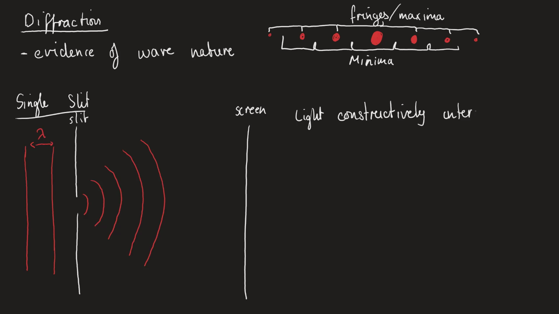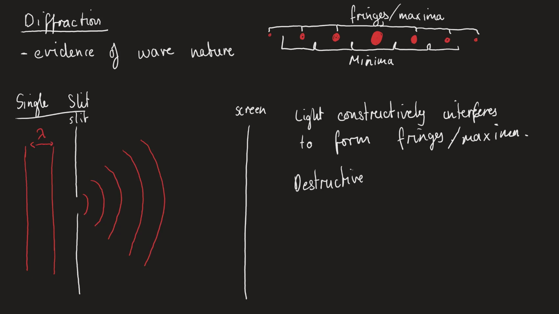Light constructively interferes to form fringes or maxima, and then it's going to destructively interfere. Destructive interference is going to cause these minima. Okay.